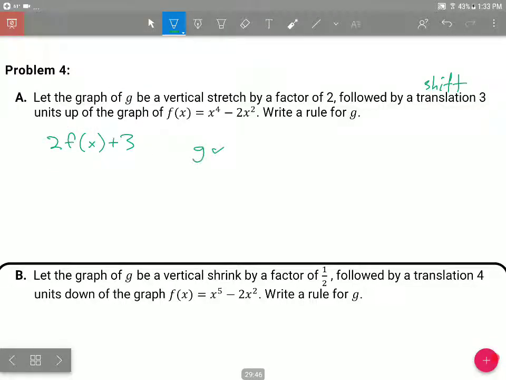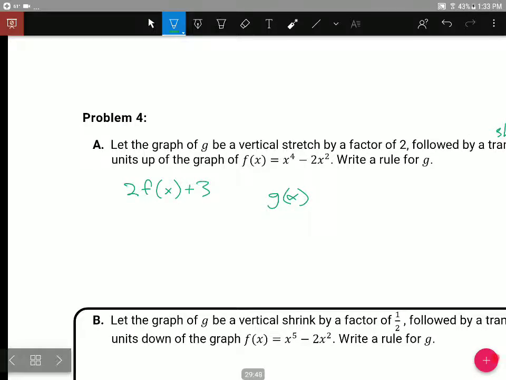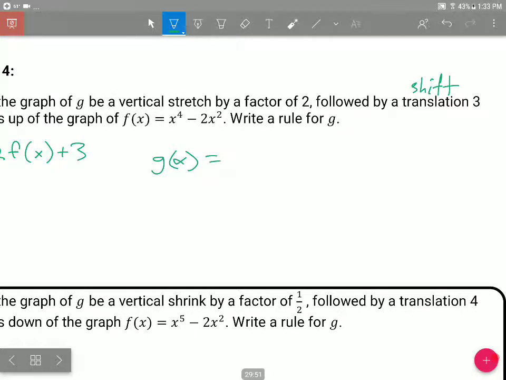Cool. So here we go. g of x equals 2 times x to the fourth minus 2x squared plus 3. So what are we going to do?